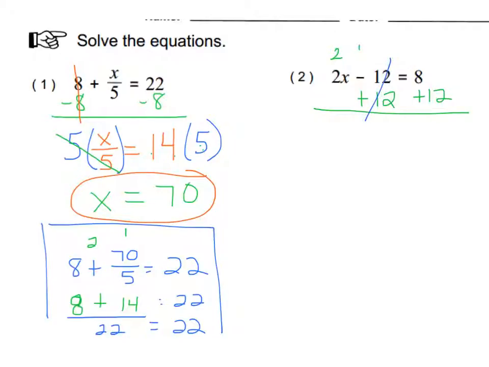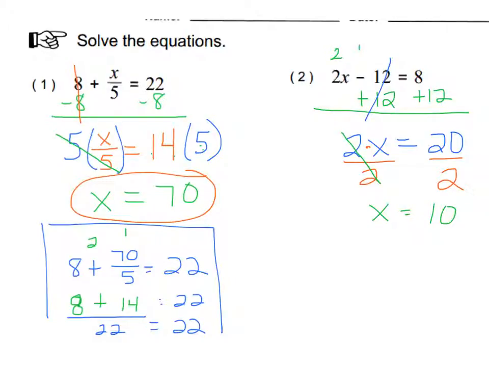So the 12's cancel out, and on this side of my equation I have 2x, and then I add 8 plus 12 is 20. So now I'm down to just my multiplication here. Remember 2 times x, so to get rid of it I'm going to divide by 2 on both sides of the equation. The 2's cancel, leaving x all by itself, and 20 divided by 2 is 10.